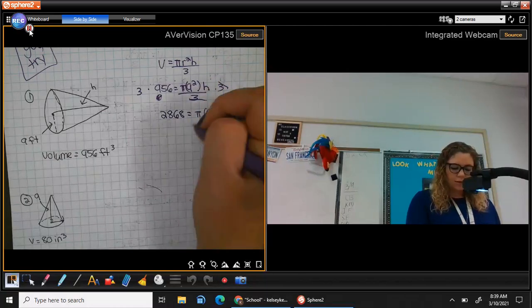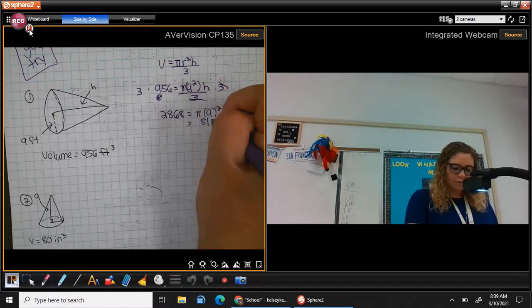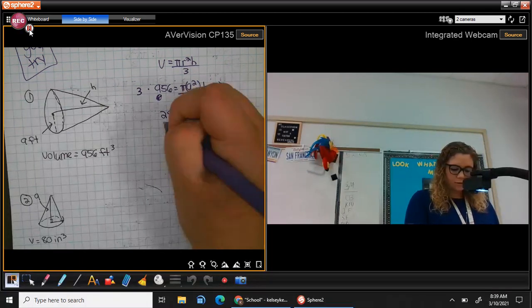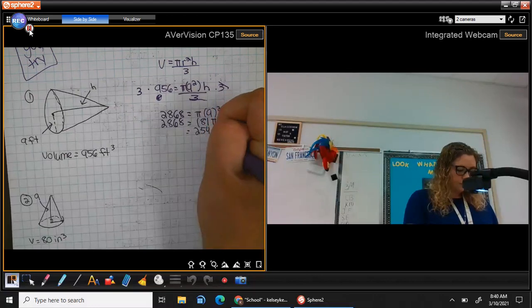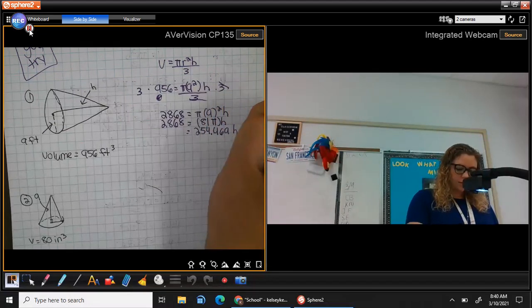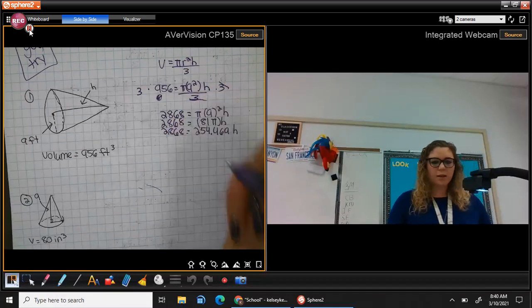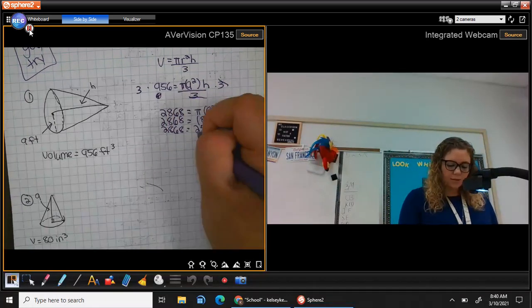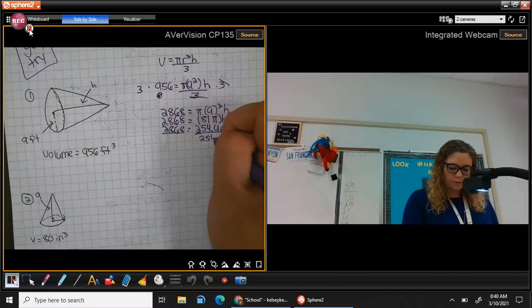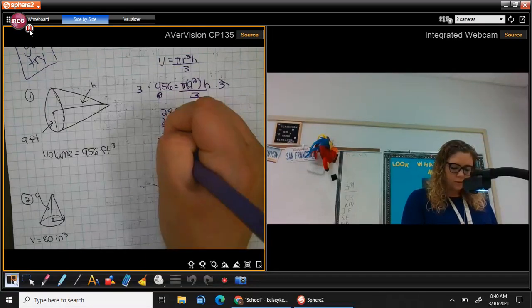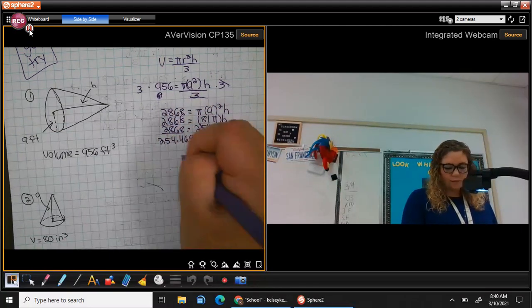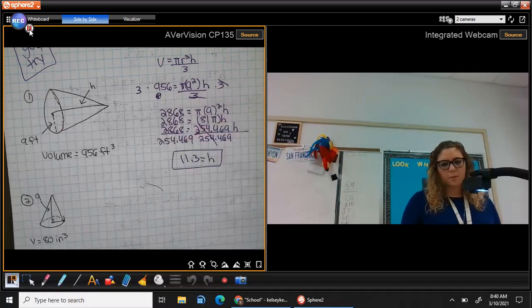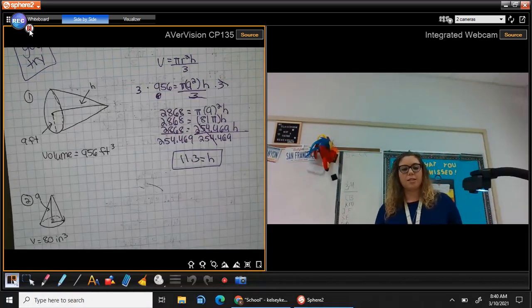Okay. 9 squared is going to give you 81 pi times h. 81 times pi is going to give you 254.469 h. Okay, and my last step is going to be to divide, and we will be done. So h equals 11.3. That is how high my cone is given that value.